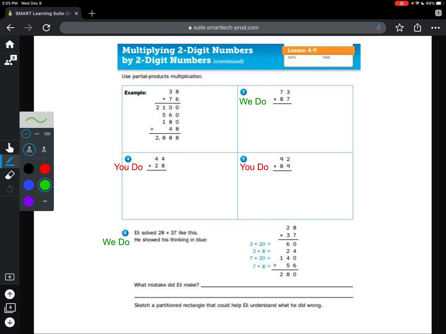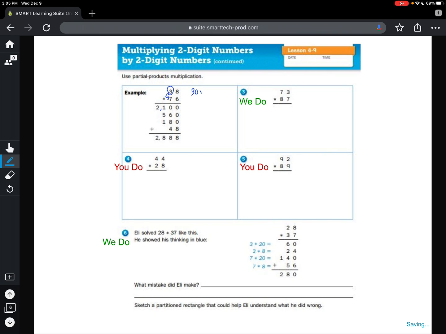So I want you to take a look at the example page over here, and let's try to figure out how they got these numbers. How'd they get 2,100? Well, they did 30 times 70. Then they got that from here.